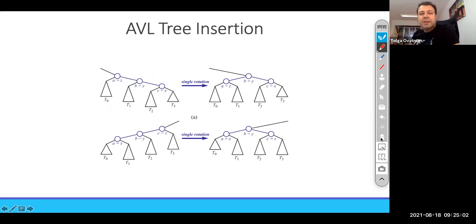Right. So this is something called left rotation, and you can do the other way around, which I am not going to explain.